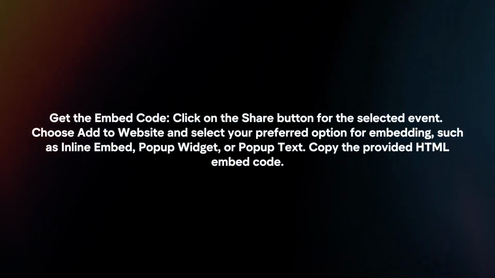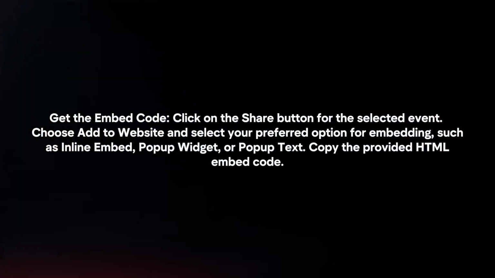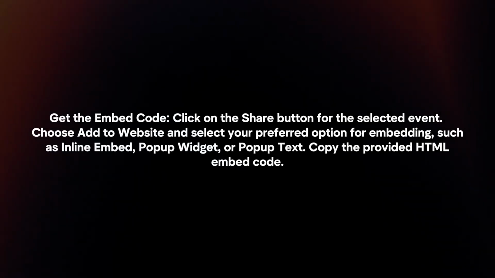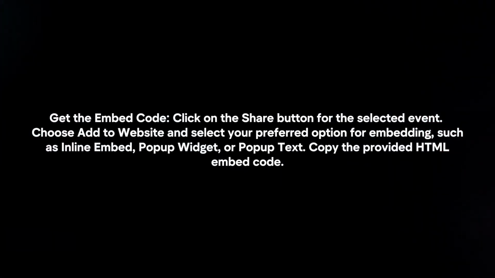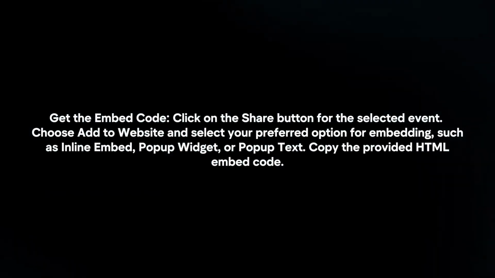Get the embed code. Click on the Share button for the selected event. Choose Add to Website and select your preferred option for embedding, such as inline embed, pop-up widget, or pop-up text. Copy the provided HTML embed code.